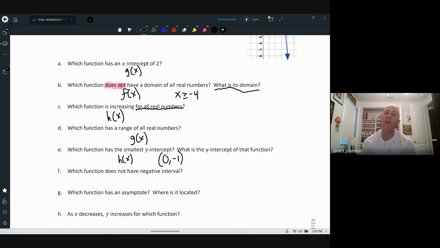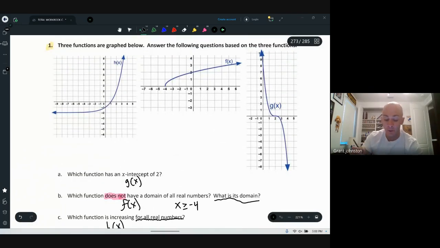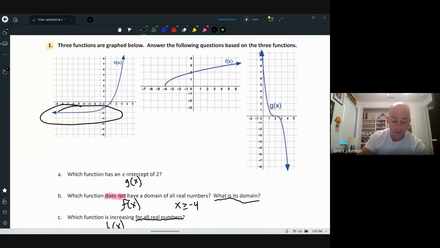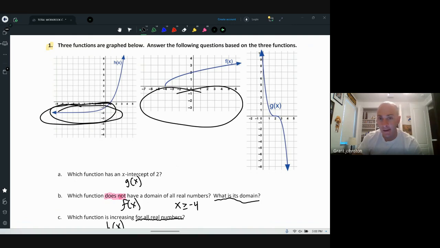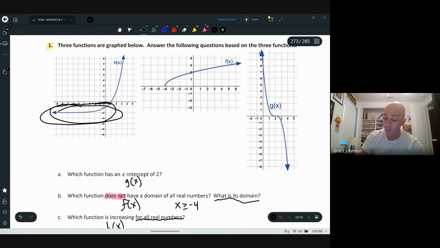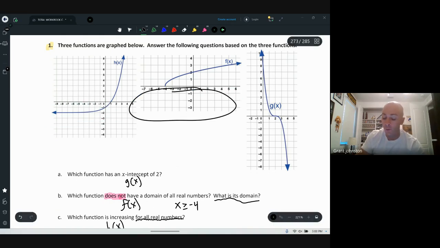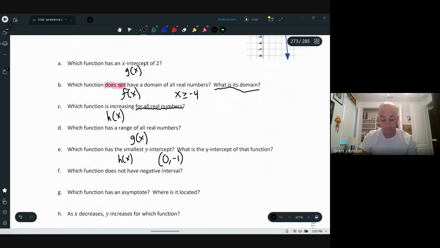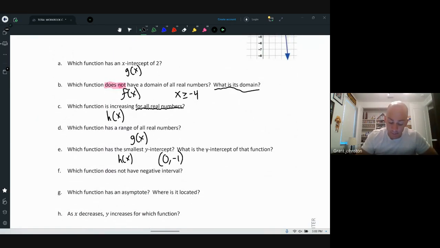Which function does not have a negative interval? Remember, we're talking about negative. It's basically saying what's below the x-axis. If it's negative, it's below the x-axis. So this one has a negative interval. It's negative here. This one never is negative, f of x. G of x is negative there, right? So the only one that doesn't ever have a negative interval is f of x. It never goes in the negative region. So f of x does not have a negative interval.